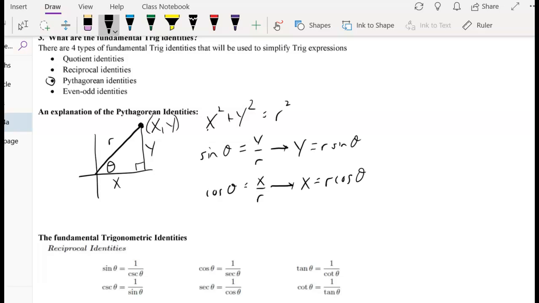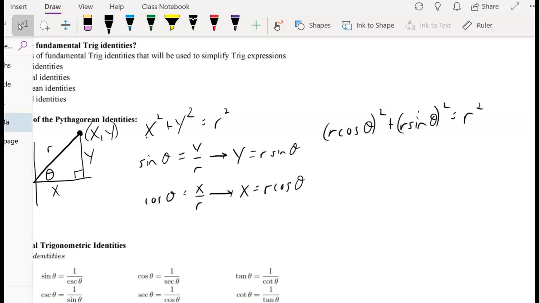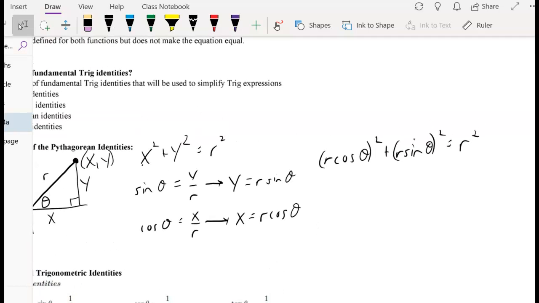Now we can plug those two things into the Pythagorean theorem. So our x squared plus y squared equals r squared will become r cosine of theta squared plus r sine of theta squared equals r squared. Where does this lead us? When we square, this is two things: an r times the cosine of theta, both being squared. So we're going to write this as r squared times cosine squared of theta.